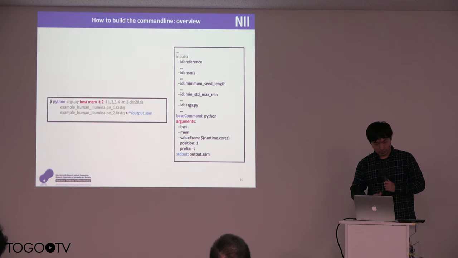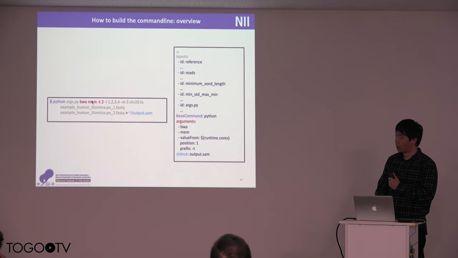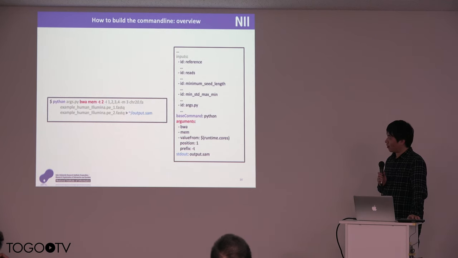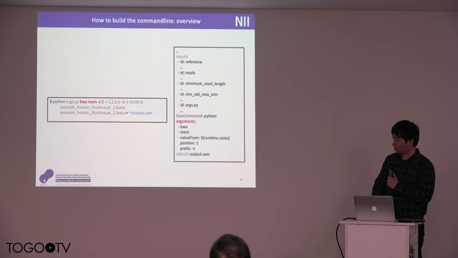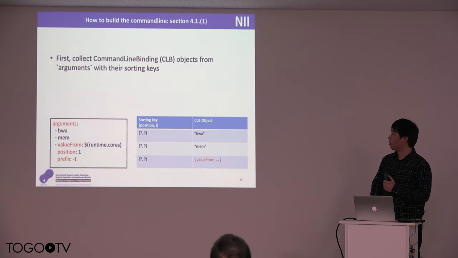But the interesting thing is around here: the input parameters and the arguments are somehow mixed in the command line. So why are these arguments ordered in such a way? So how do we build it? First, how to make the command line.